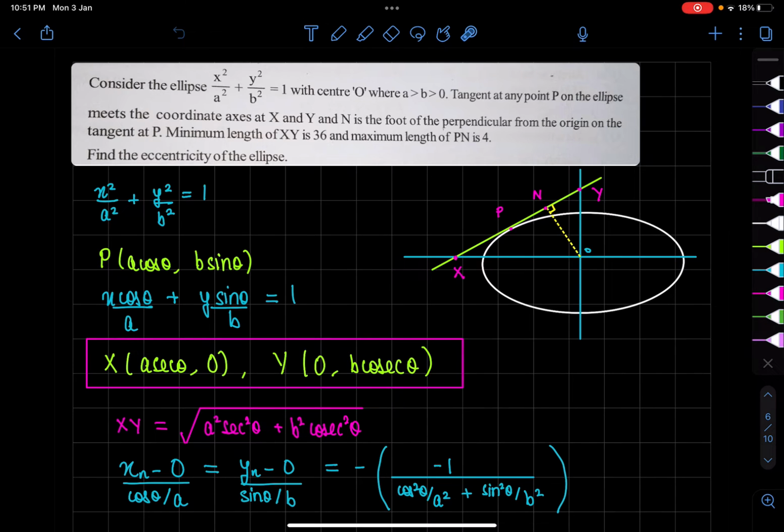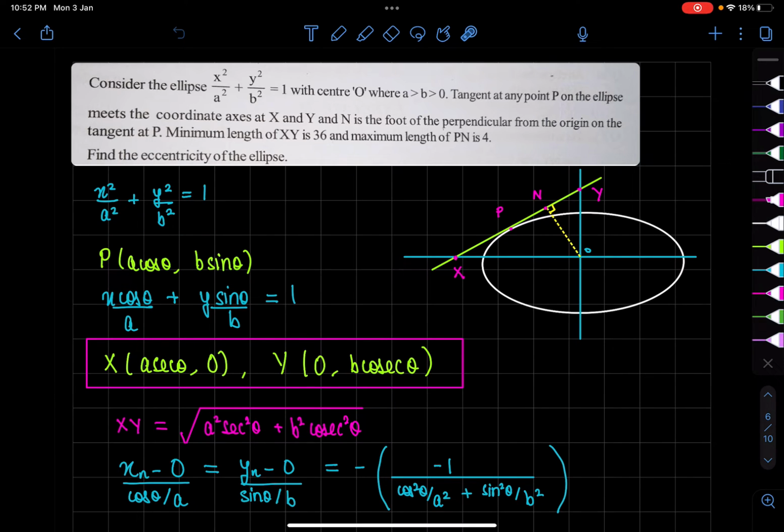Also, another thing that we should keep in mind is that we have been given the tangent at any point P. So it would be best to assume point P in terms of parametric coordinates, which is P as (a cos theta, b sin theta). I hope you know how to represent a point on an ellipse in terms of parametric coordinates, so I am not explaining that.